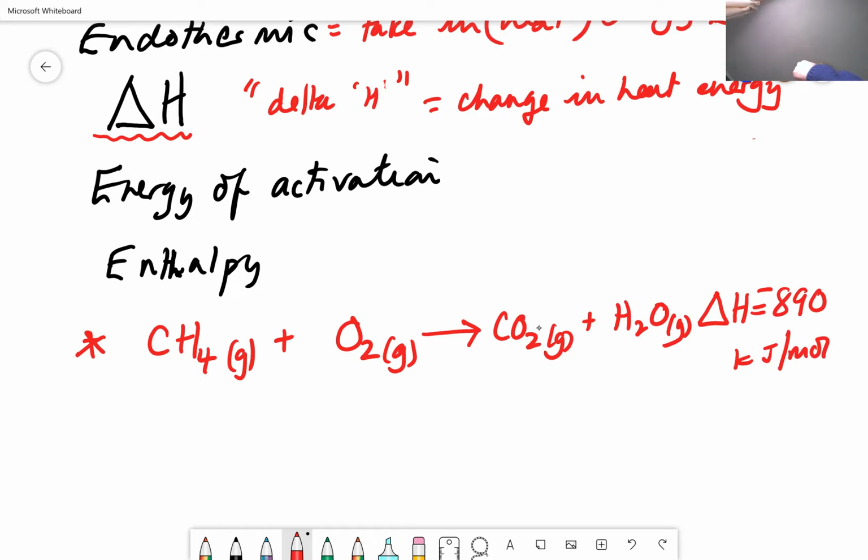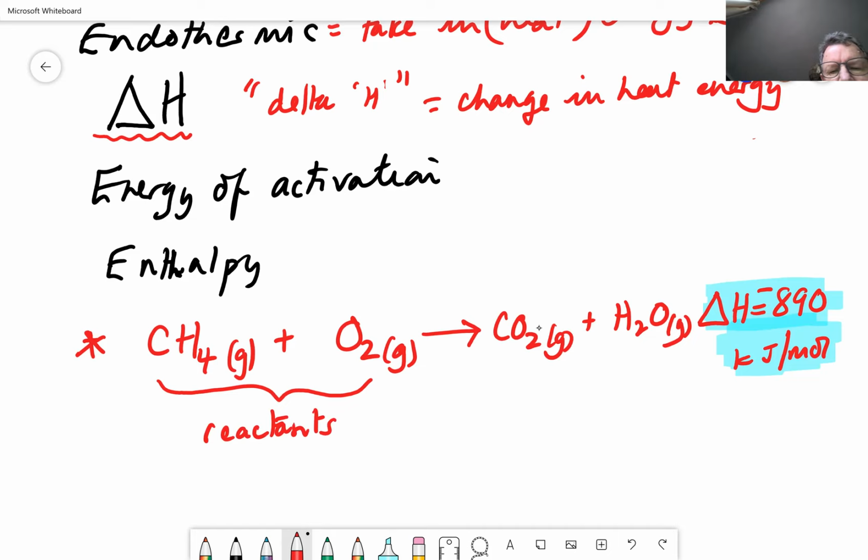Now, the bit at the end here tells me quite a lot about this reaction. What it tells me is that when the reactants, that's the chemicals which react together, turn into the products, they give out 890 kilojoules per mole. That is a lot of energy. Now, you probably spotted how to balance this. There is one carbon. There are not enough hydrogens. We need two waters, and therefore we need two oxygens. That will balance it. That doesn't change the delta H.